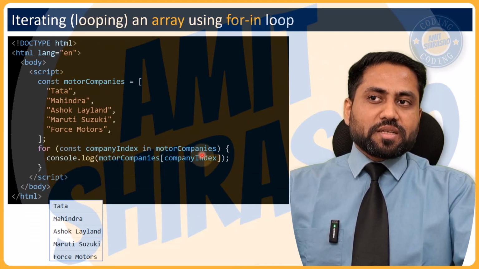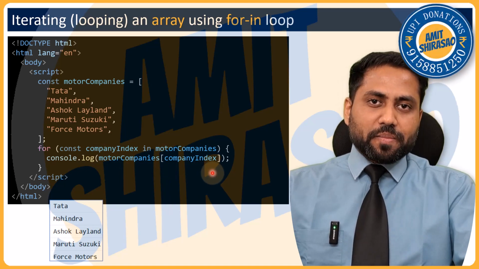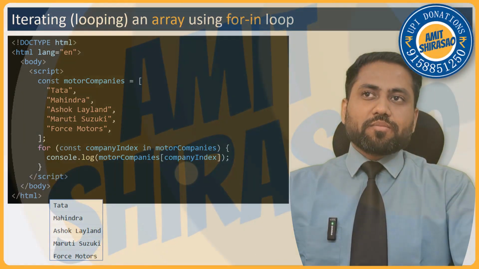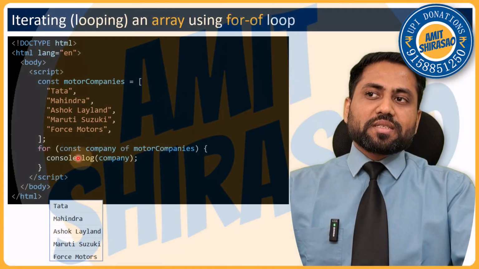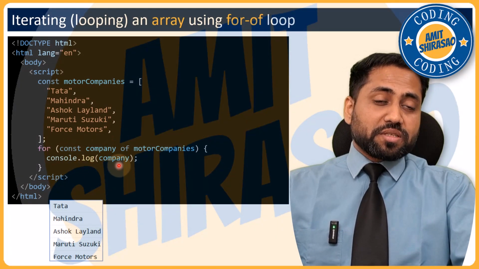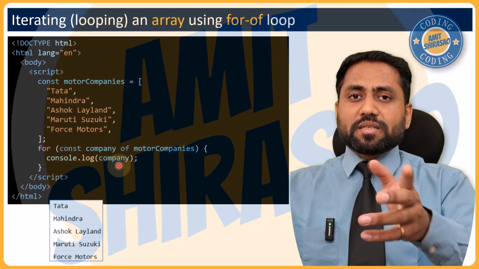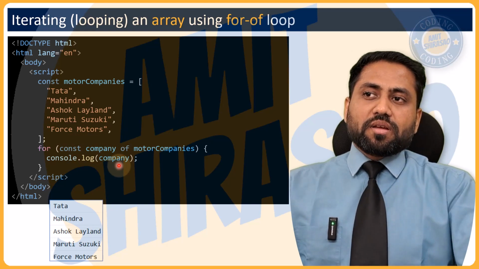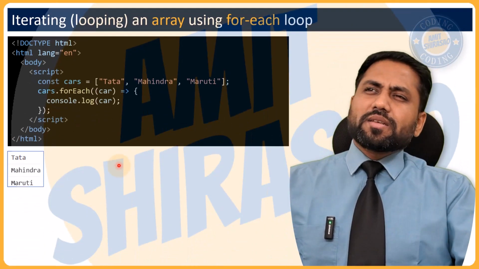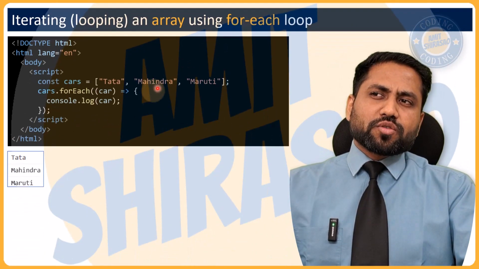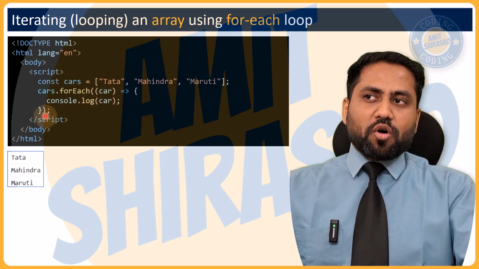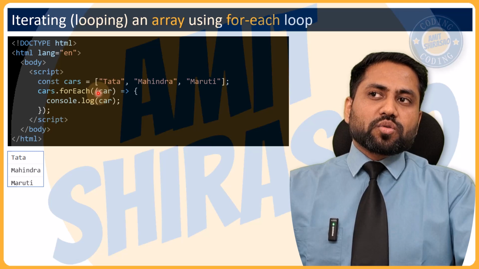So if you use for in, then you should be using it like an index. You should be saying array, then in brackets the index. This is how you'll be using it. But if you use for of, then it is actually an element of the array, so you can use it directly. This is the difference between for in and for of. An easier way than this is for each, because for each you can use like this. This is a callback function.